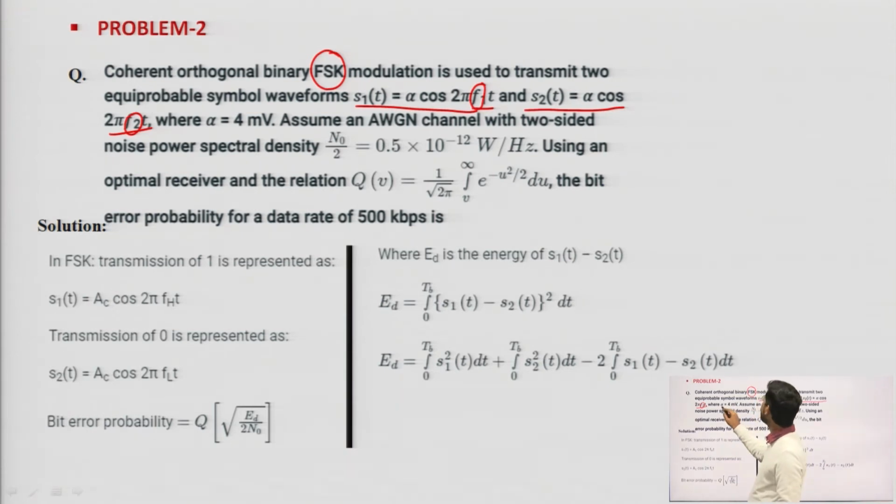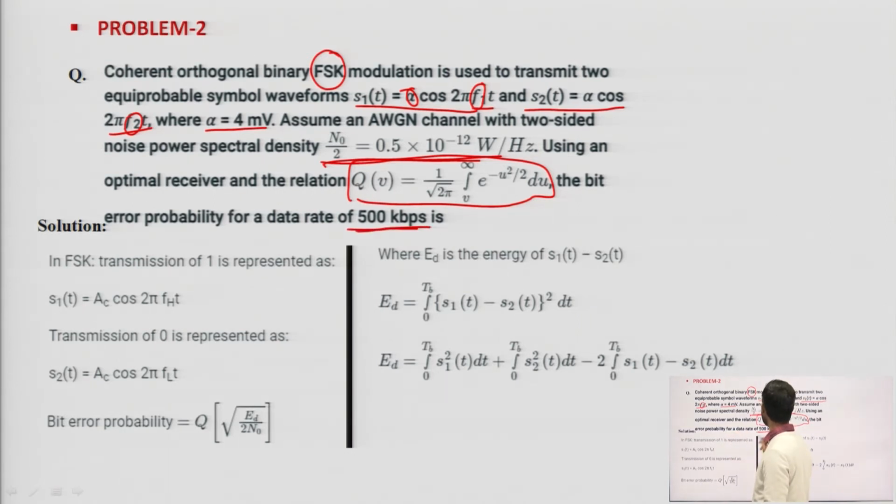Where alpha equal to 4 mV, this is nothing but your amplitude. Assume an AWGN channel with two-sided noise power spectral density, that is N0 by 2 equal to 0.5 into 10 to the minus 12 watts per hertz, using an optimal receiver, and this is the Q function relation. The bit error probability for a data rate of 500 kbps, which is also given, is how much.